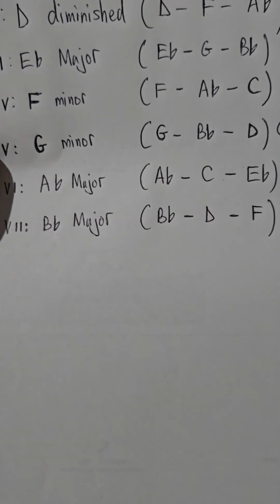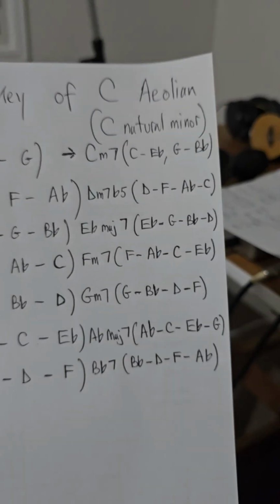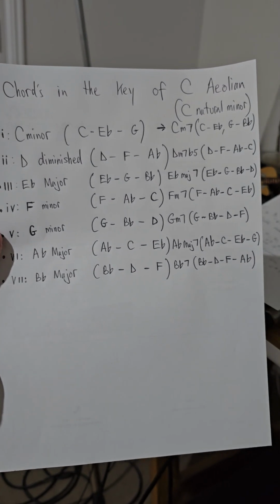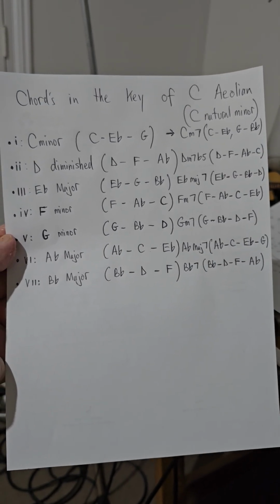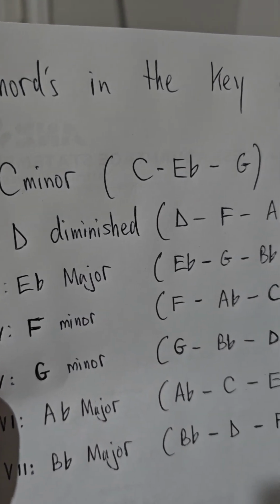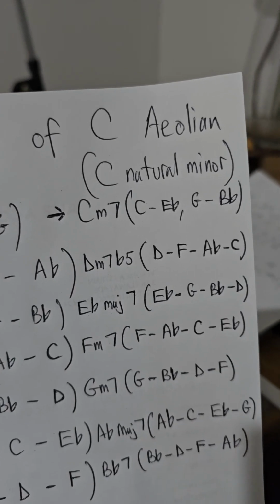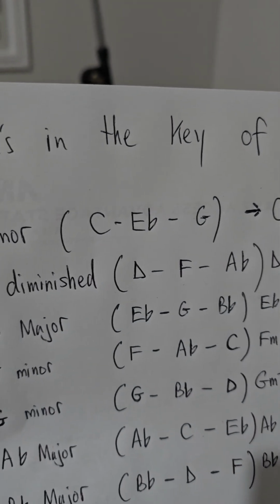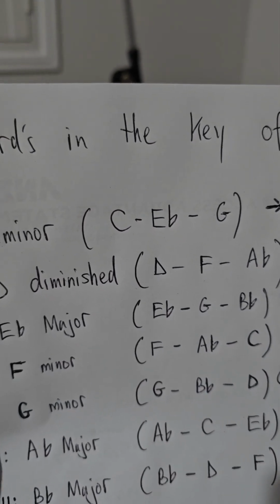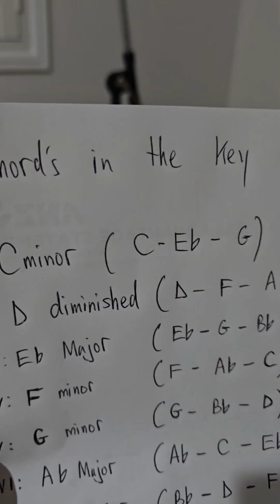I wrote this one out too, chords in the key of C Aeolian, or C natural minor. See if you can get a screenshot of this one. It's very useful. Try and get your head around it. So you've got C minor for instance. I've also got the seventh chords as well, so it's adding another note. So this C minor, for instance, it's 1, 3, 5, C, E flat, G, and then you have C minor seventh. You can play either.